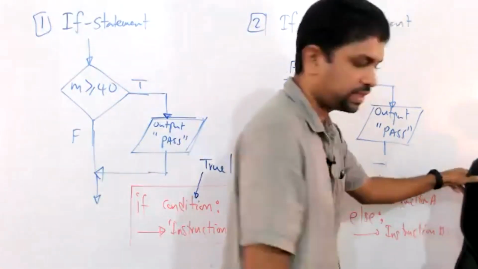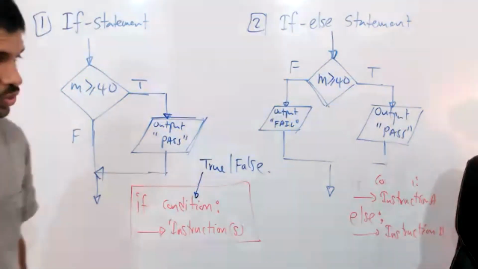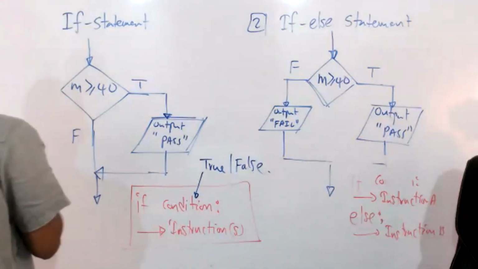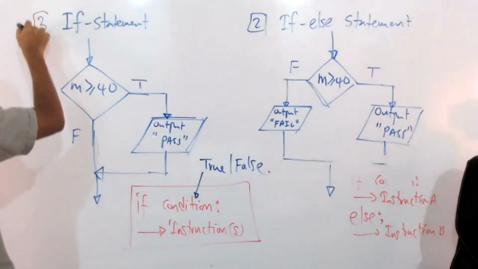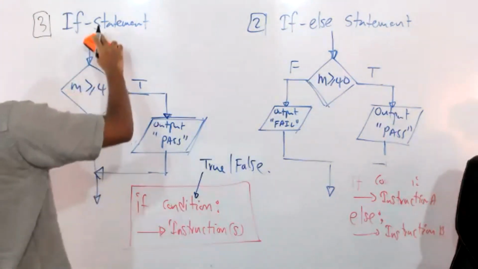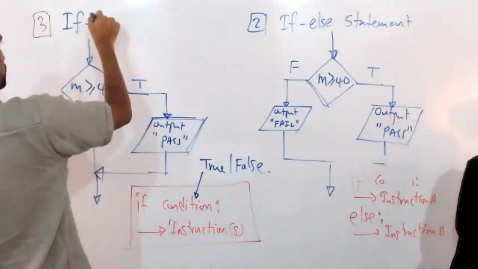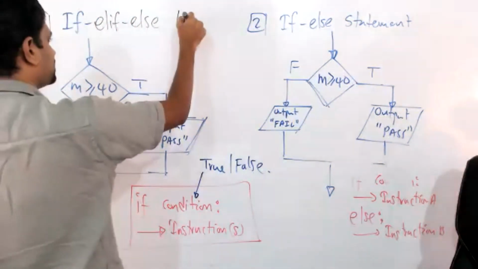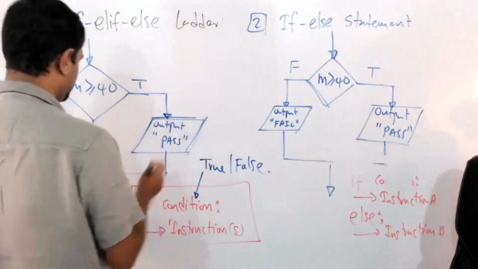I'm going to erase this. I'm going to draw the flowchart for exercise number 3. It is called if elif else. If elif else ladder. It's like a ladder.